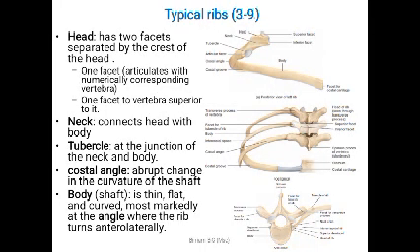Typical ribs, 3 to 9. The head has 2 facets separated by the crest of the head. One facet articulates with the numerically corresponding vertebra, and one facet with the vertebra superior to it. The neck connects the head with the body. The tubercle is at the junction of the neck and the body. The costal angle is an abrupt change in the curvature of the shaft. The body or shaft is thin, flat, and curved, most markedly at the angle where the rib turns anterolaterally.